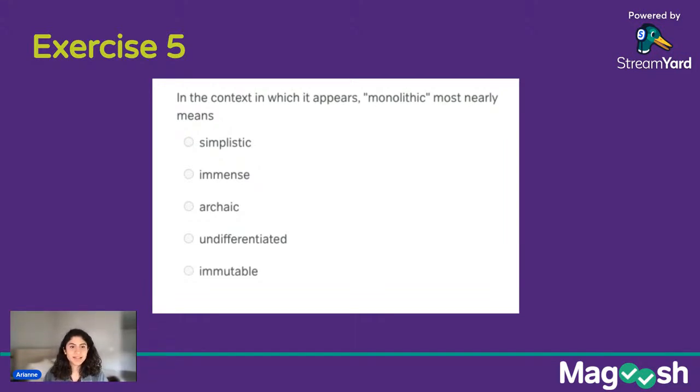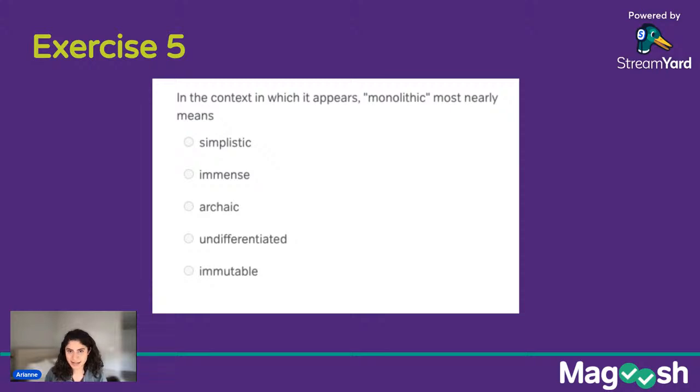Immense. Immense is talking about size. It's not talking about numbers per se or quantity, but it's talking about a big size. So immense doesn't quite fit. We can scratch that off.